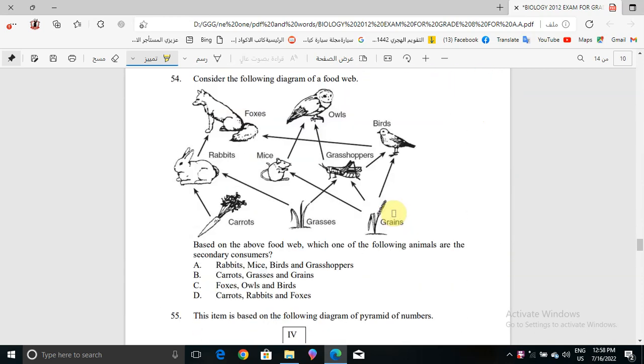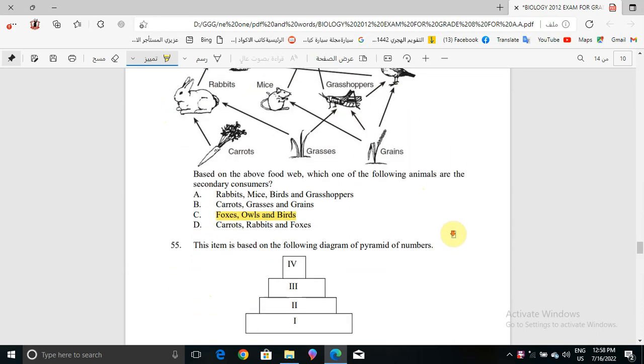Now question number 54. Here what we have, consider the following diagram of a food web. Based on the above food web, which one of the following animals are the secondary consumers? It will be the foxes and the owls and the birds. That means foxes, owls and birds are the secondary consumers.